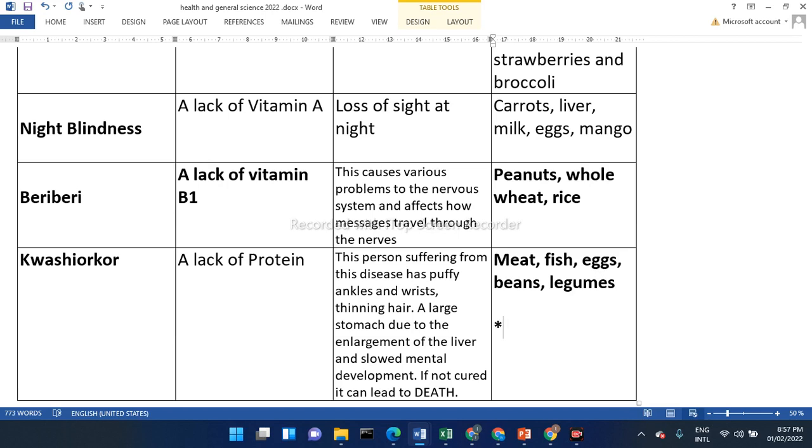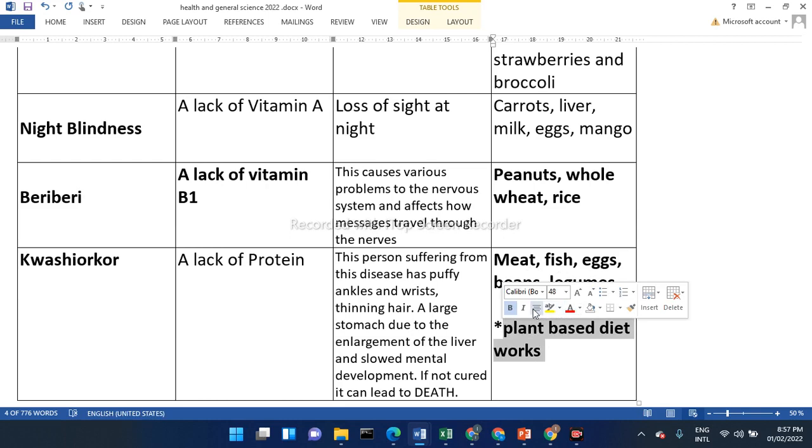Asterisk. This is just my note. This is not their note, but a plant-based diet works. Just saying. I just had to put that there. Very biased, right? Very biased.